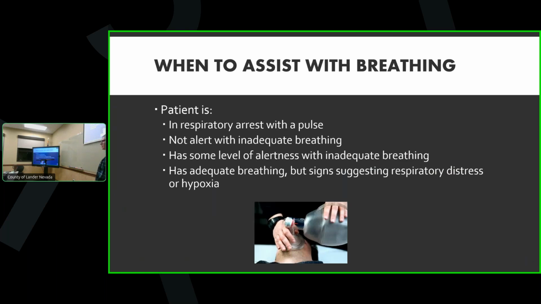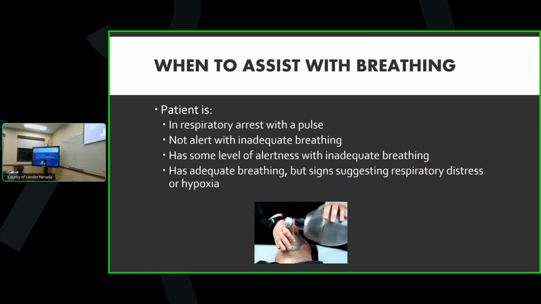All right, so when to assist with breathing. If the patient is in respiratory arrest with a pulse, so they're apneic and they still have a pulse, you do rescue breaths, which is one breath every how many seconds? 5 to 6. 5 to 6, good. If they're not alert and they have inadequate breathing, say they're breathing 6 times a minute, you need to breathe for them. If they have some alertness with inadequate breathing, if they're semi-conscious, kind of looking at you, moaning, but only breathing 6 to 7 times a minute, or if they're breathing 38 times a minute, that's the time to help back them.